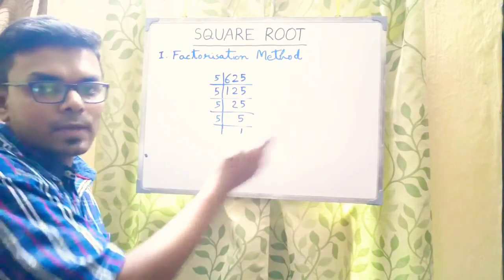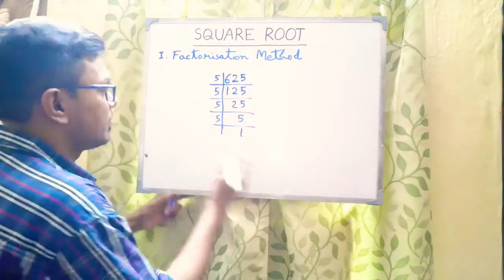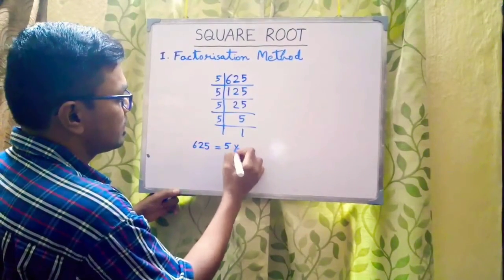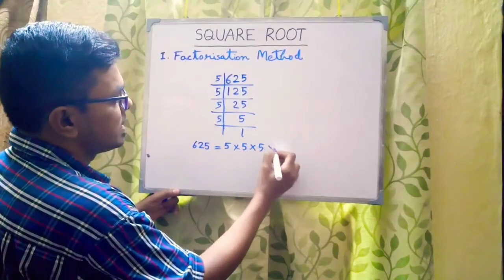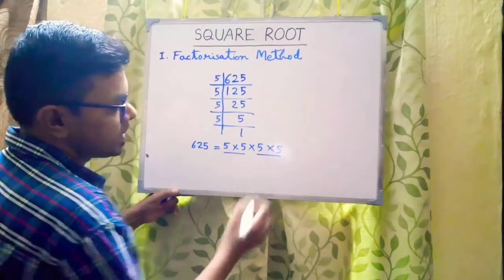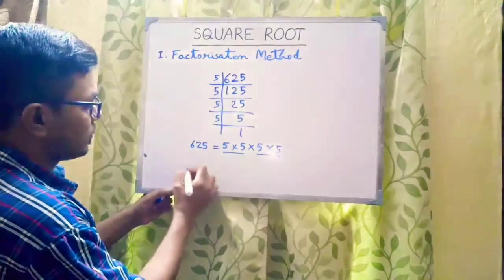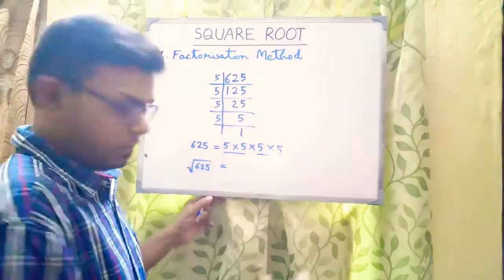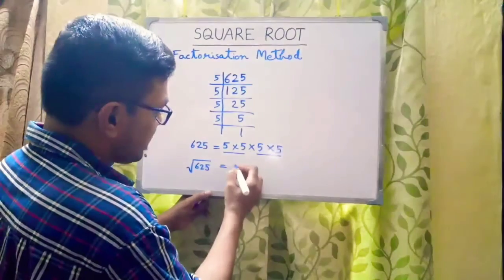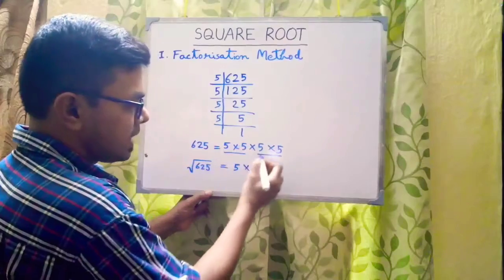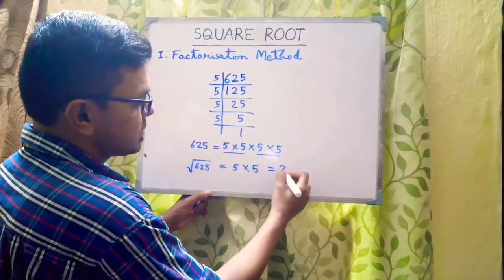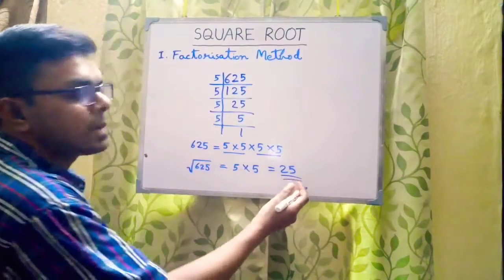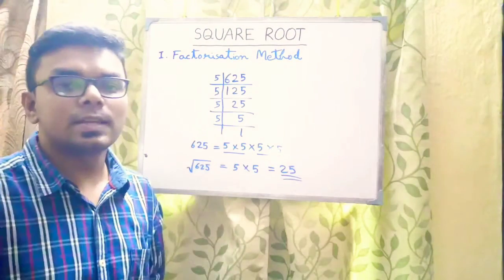So 1 comes and we stop the process. So in the same way we will write 625 equals 5 times 5 times 5 times 5. So we see we get 2 pairs here. So therefore square root of 625 will be, as is the rule, we take out one number from each pair. So 5 from here and 5 from here. So that is 25. So our answer is 25. That is 25 is the number which when multiplied with itself gives 625.